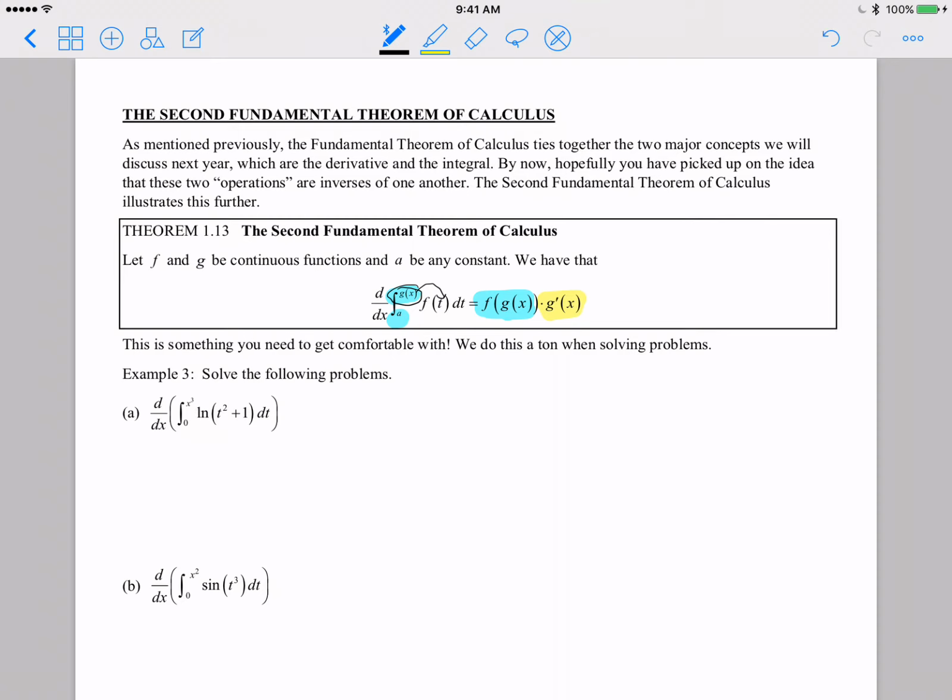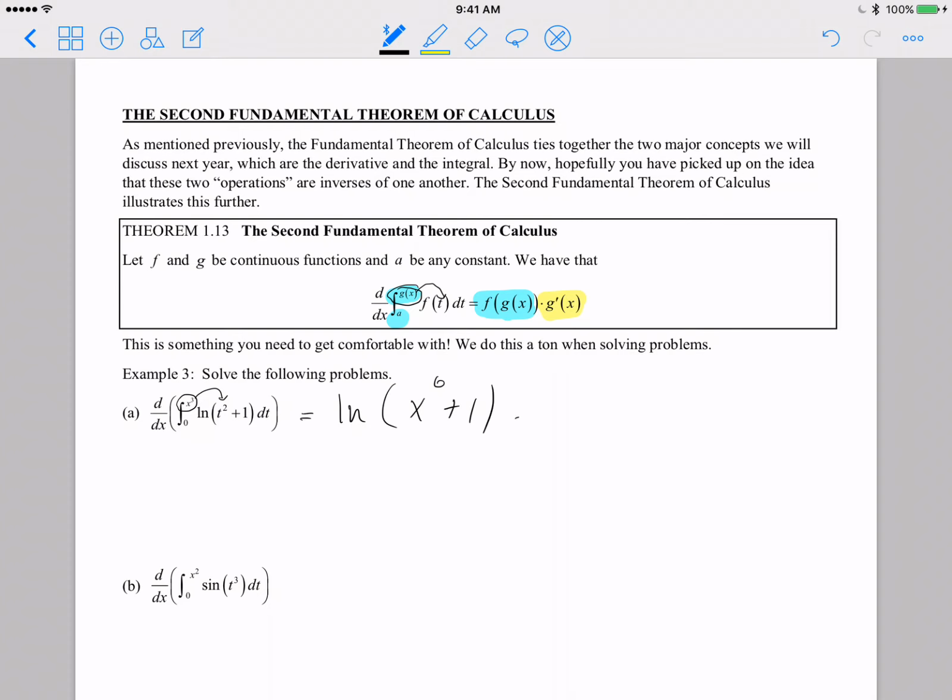Okay, so part A here, the derivative with respect to x of the integral from 0 to x cubed of ln of t squared plus 1 dt. In order to take the derivative of that integral, I take the x cubed, which is the upper bound, and substitute it into all of the t's that I see in the function that we're integrating. So I'm going to do natural log of t squared, but instead of t, I'm going to put x cubed. So x cubed squared is going to give me x to the 6th power plus 1.